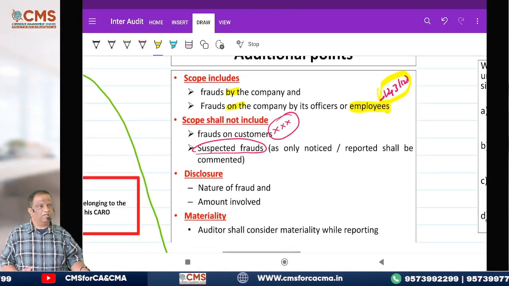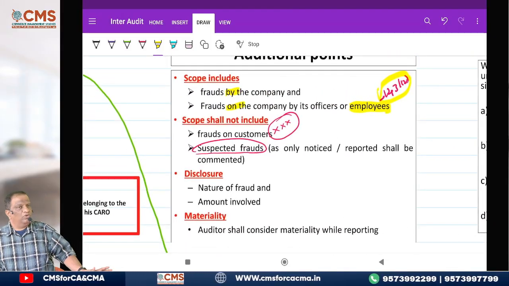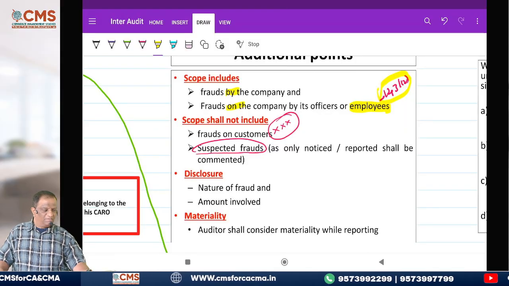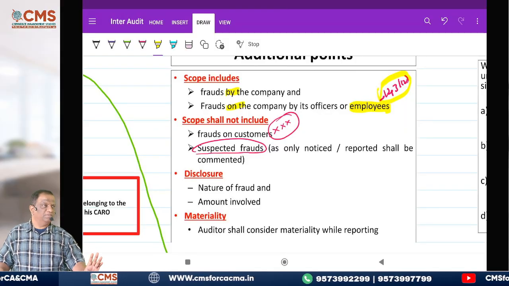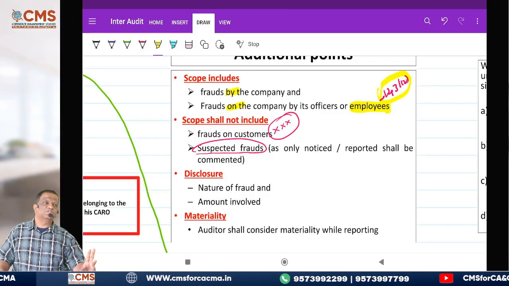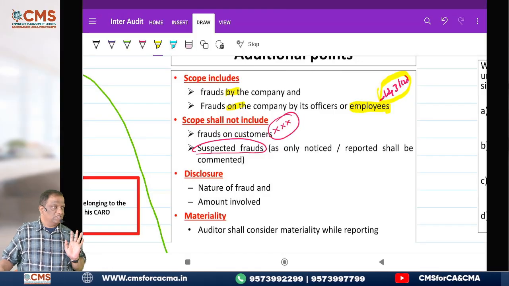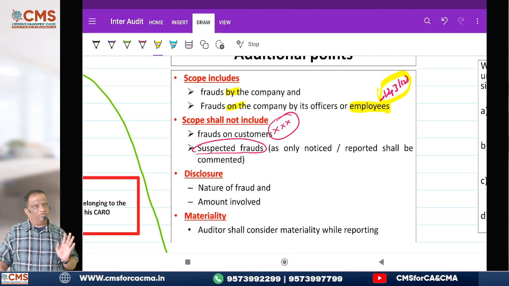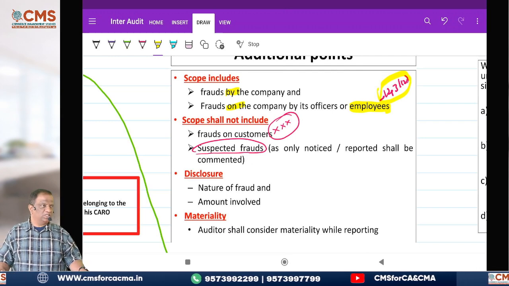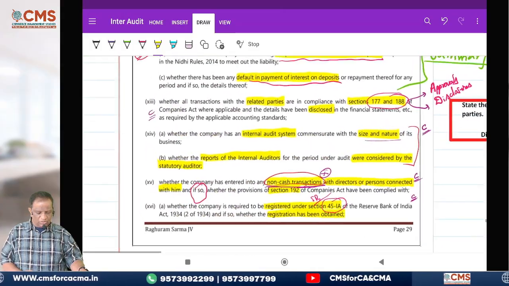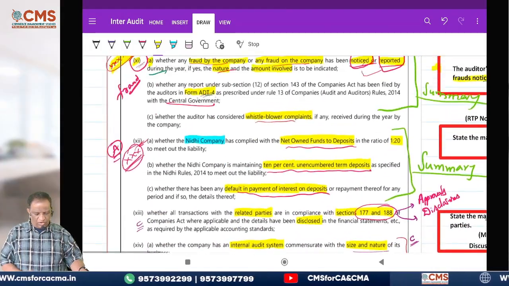To refresh you all, now under CORO, what frauds am I going to cover? First, I cover both the frauds. Company cheating others and others cheating the company. That is frauds on the company and frauds by the company. But only limited to employees and officers. That's all. And which ones will I not cover? Vendors and my customers. That I will not cover over here. So these are the points that you need to remember for this fraud reporting.